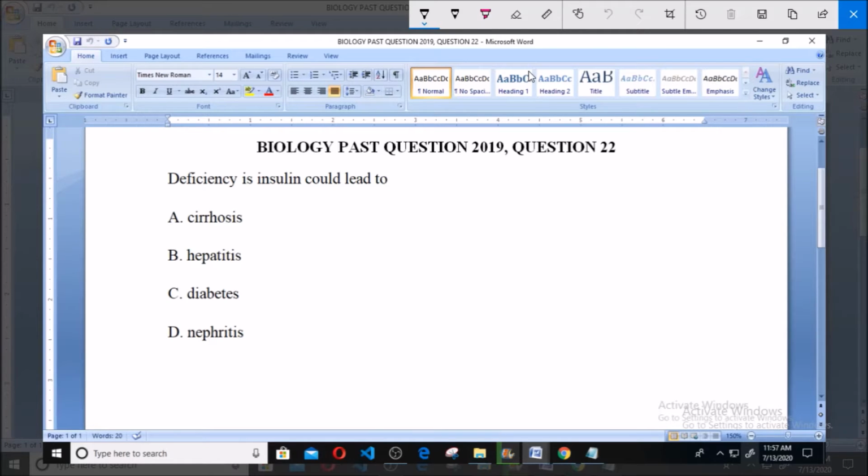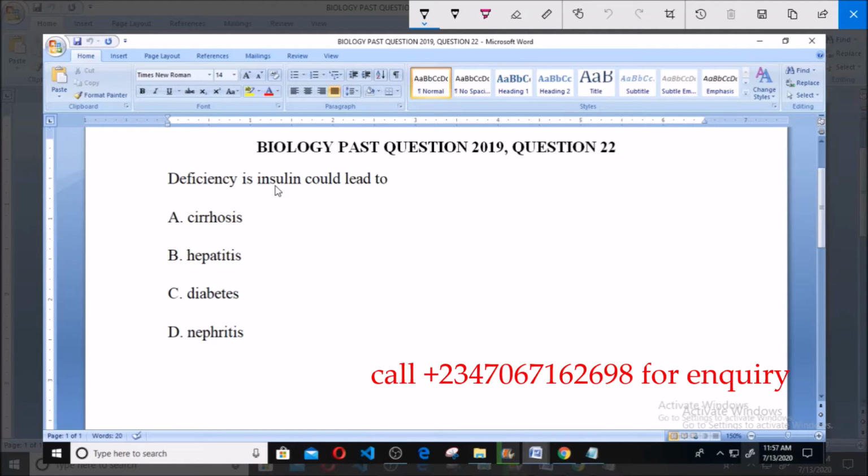Deficiency in insulin could lead to A. Cirrhosis, B. Hepatitis, C. Diabetes, D. Nephritis. So firstly, there's a deficiency in insulin. You ask yourself, what is insulin?